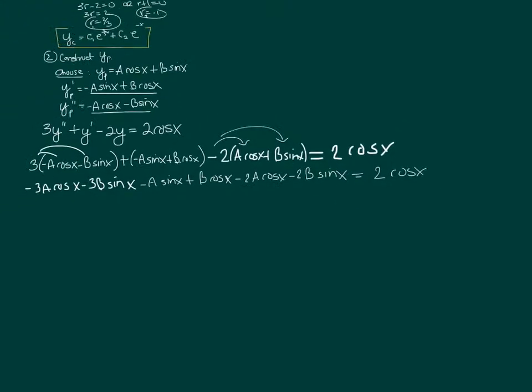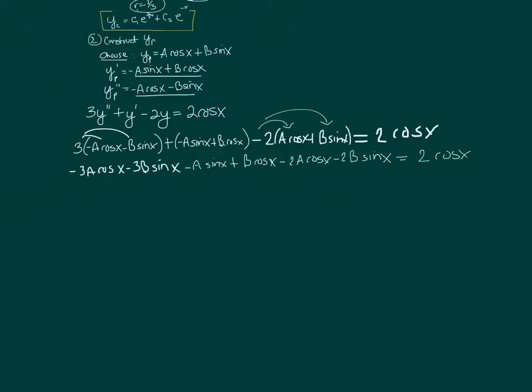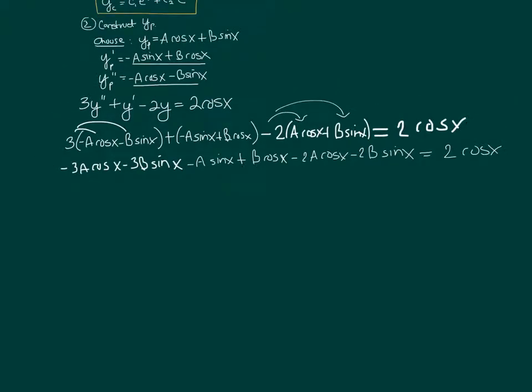On the left-hand side we have this long expression with sines and cosines. We have some terms with cosine x and some with sine x, so we want to put them together. Collect all the terms with cosine of x, and then all the terms with sine of x. Let's color code here. Let's do pink.